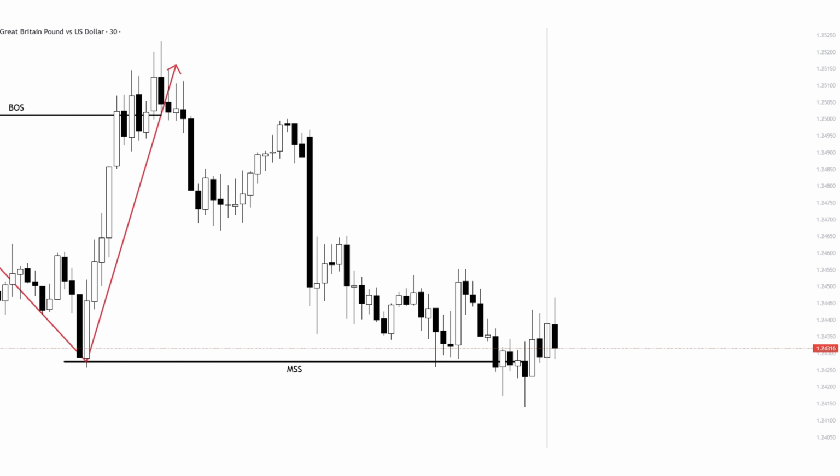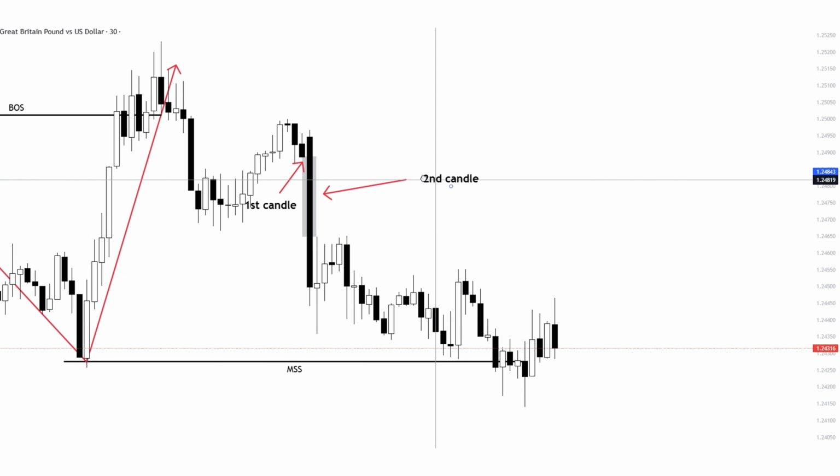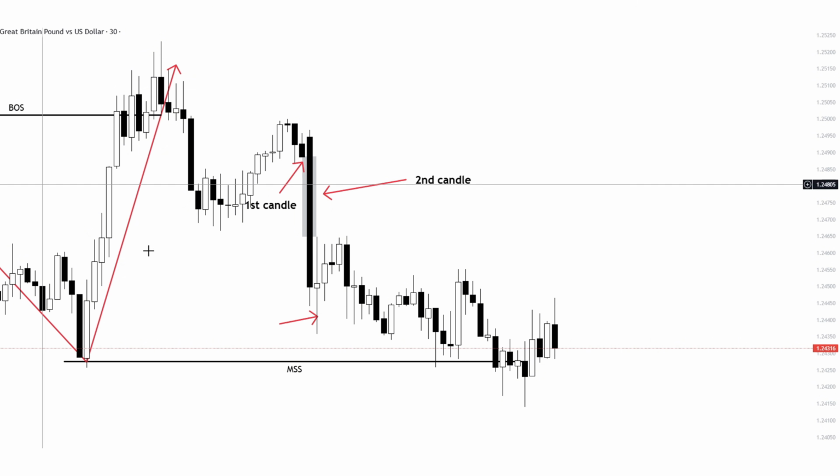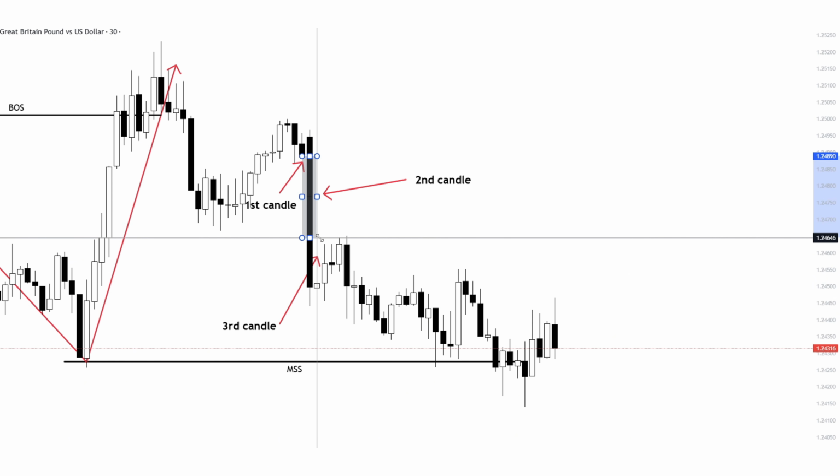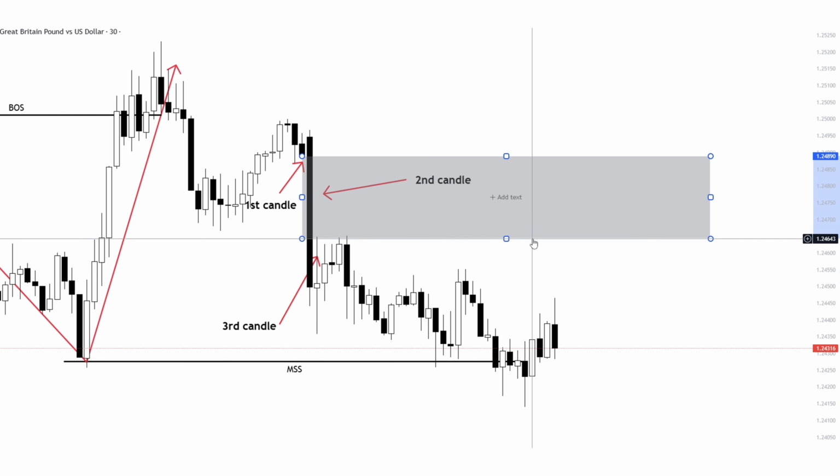An imbalance is taken from the lower wick or lower body of the candle previous to the large one, to the upper wick of the candle next to the large one. So this is our first candle. This is the second candle, which is the large candle. And this is the third candle. And we take the connected levels and drag it to the right. And this whole level is our bearish imbalance.